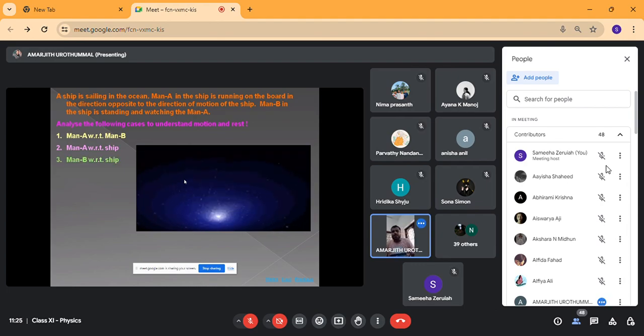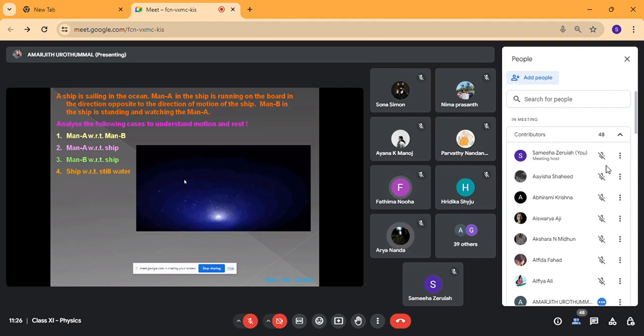Next, man B with respect to the ship. Motion or rest? Rest. Okay, all are having the same answer, rest. Absolutely right, rest. Next, ship with respect to still water. Motion. Nima? No idea. All are having motion. Absolutely right, that is in motion. No problem.